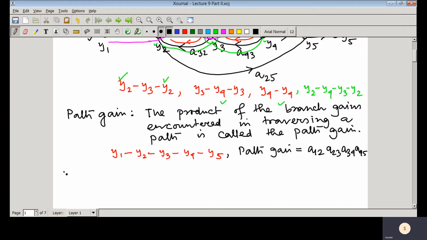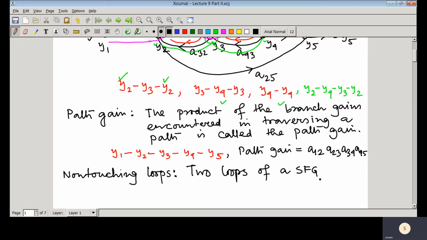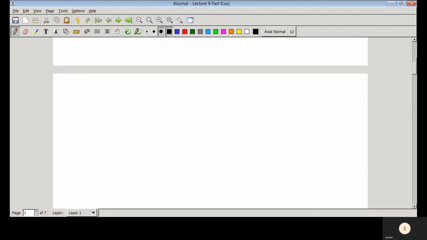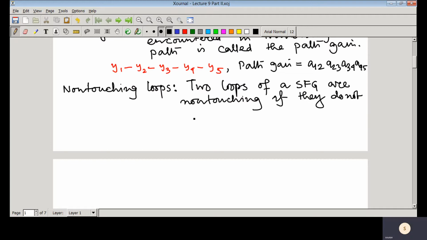Now what are non-touching loops? Two loops of a signal flow graph, abbreviated as SFG, are non-touching if they do not share a common node.